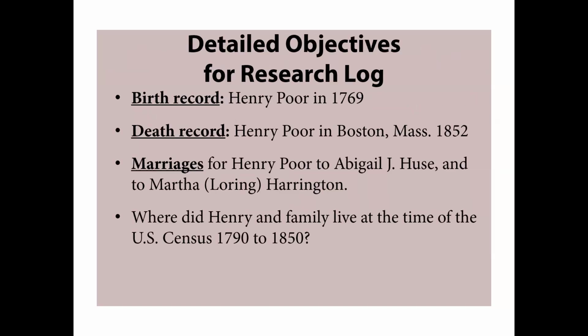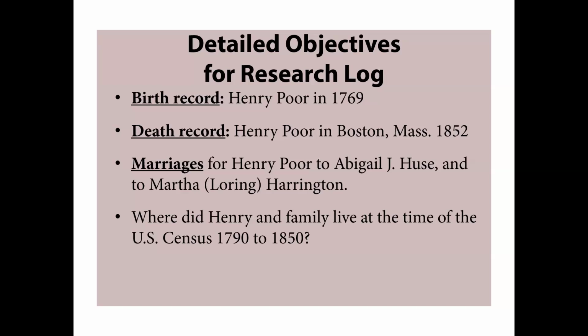The detailed objectives for my research log are coming right from that published genealogy. What am I trying to verify? Well, I found a birth in 1769 with a date, so I'm looking for a birth record. Looking for a death record. We know he died in Boston in 1852. I know that there are two marriages I need to find. But then I start to think outside the box. Well, there's other things I'd like to know.